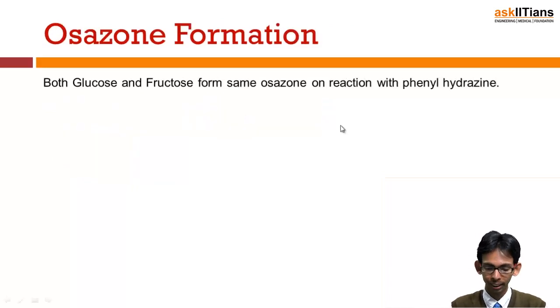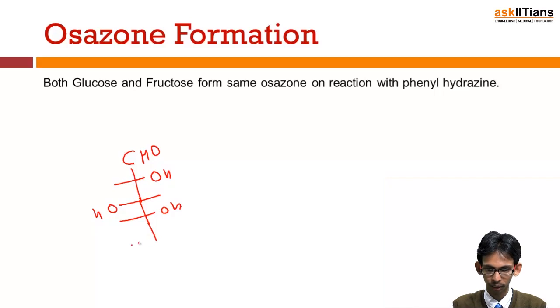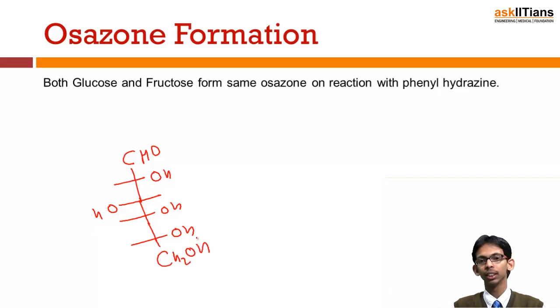And after all this, the only structure which is possible for glucose is CHO, one OH at this point, then this may be at this side or that side, then OH, 1, 2, 3, 4, 5, and finally. So this was the final structure assigned to glucose.